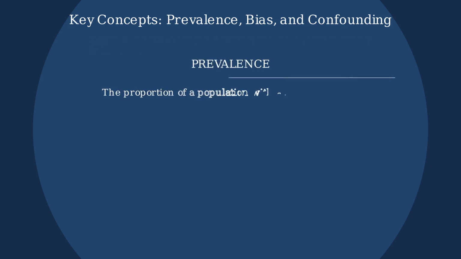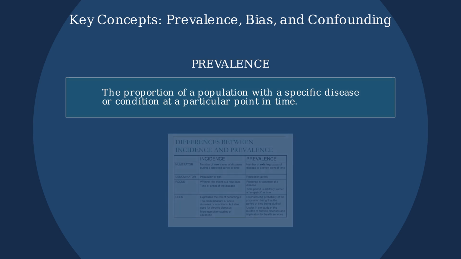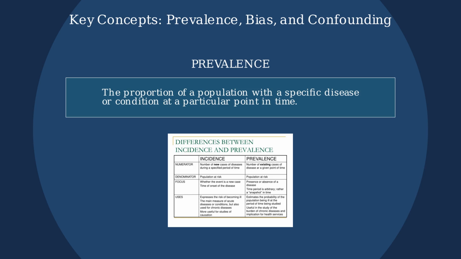Prevalence is the proportion of a population with a specific disease or condition at a particular point in time. It's important to distinguish prevalence from incidence. While incidence measures new cases over time, prevalence represents existing cases at a specific moment. We calculate prevalence by dividing the number of existing cases by the total population at that specific point in time.